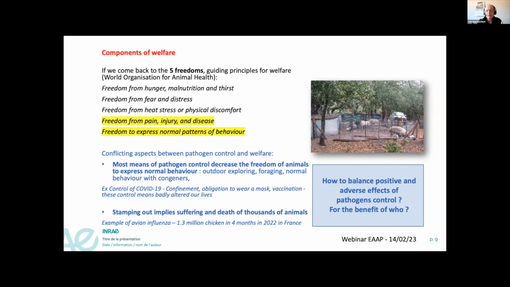So the question is how we can balance between the positive and adverse effects of pathogen controls on welfare issues, and for the benefit of whom? This is not a very simple question. I'm not going to go into that question today, but it is a question that we have to address every time we want to think about control measures.